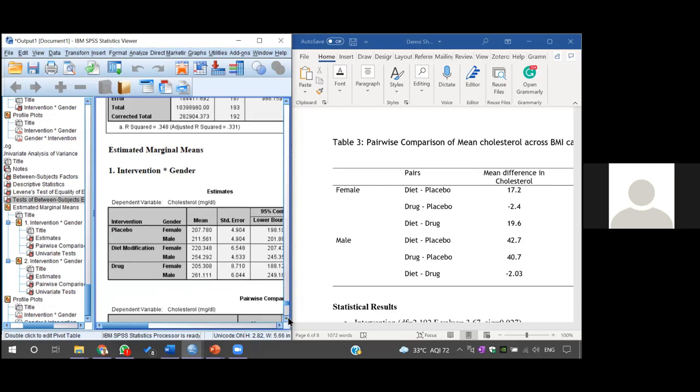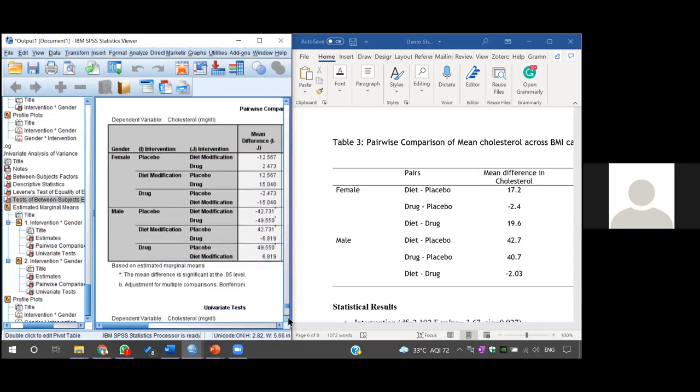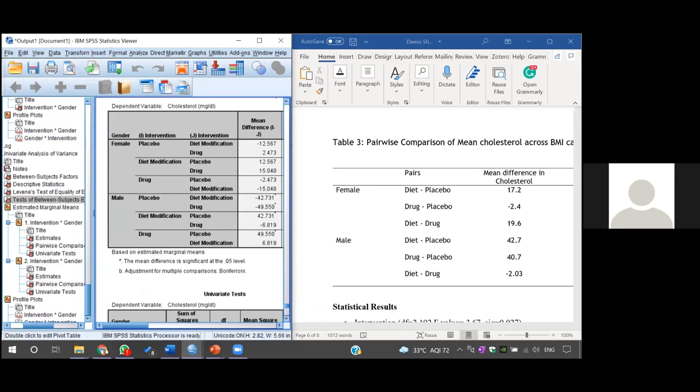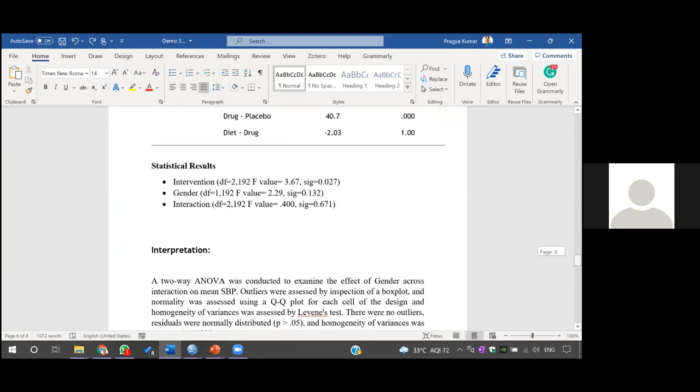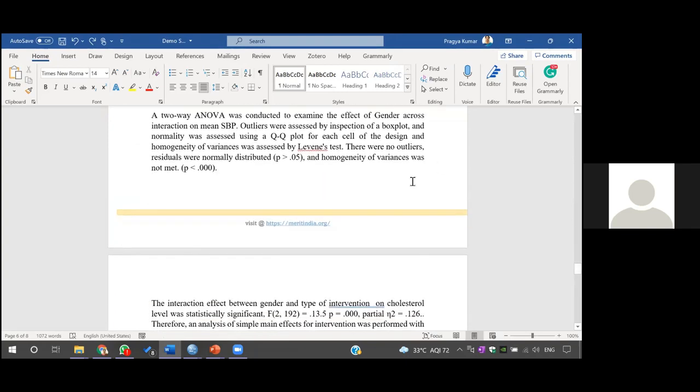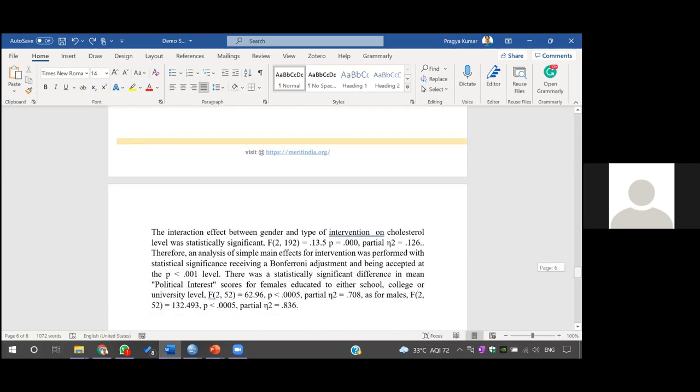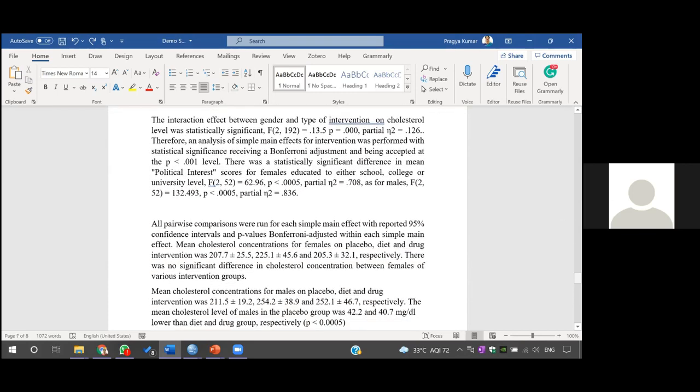And then this you will also include, and then ultimately you will write the interpretation. So in the interpretation also, here we can see that the 2-way ANOVA was conducted, and again that QQ plot and everything you will include. And then you can write similarly that there was an interaction. That's why there was an interaction effect between the gender and type of intervention. So that's why this was statistically significant. Therefore, the analysis of simple main effects for intervention was performed with Bonferroni adjustment.